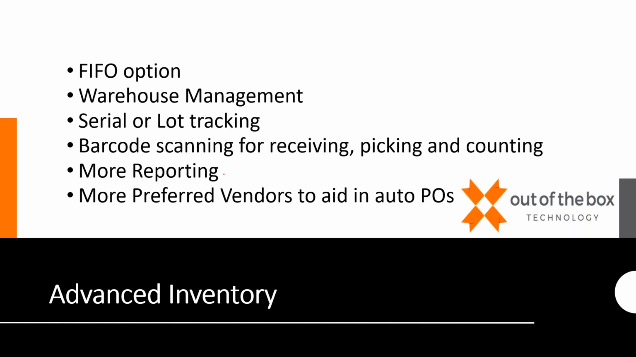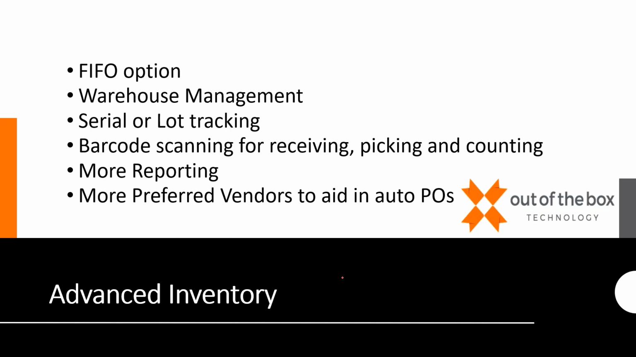There's a lot more reporting on the Enterprise Advanced Inventory, and you can actually add more preferred vendors. And this is a feature that is so underutilized in QuickBooks, where people don't fill in the preferred vendor on an item. Once you do that and you set your minimum quantity available, you can actually auto-generate purchase orders, and that's a big piece of that. So some other pieces on that.